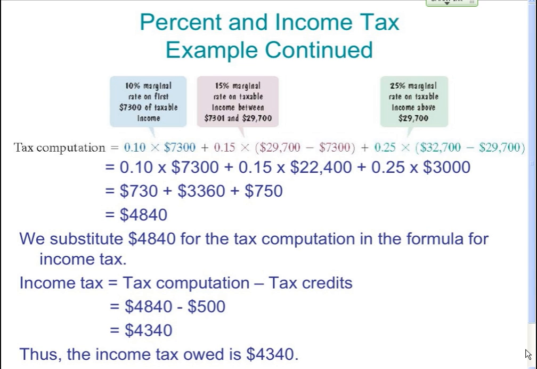Next, we have one more. Okay, so we need the stuff over the 29,700 that she still hasn't been taxed on. So we're going to take her taxable income, 32,700, and subtract off what we've already paid taxes on, which is the 29,700, and multiply that times 25%.